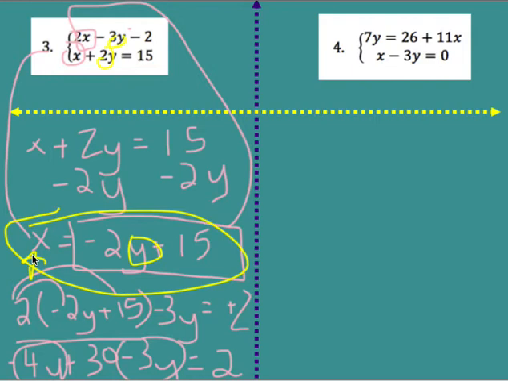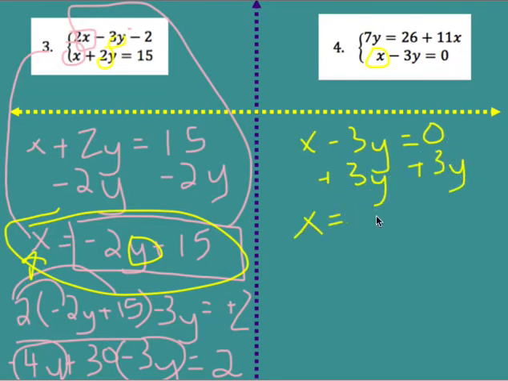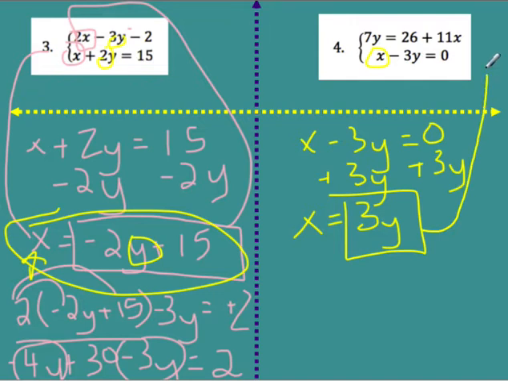Now, let's take a look at number 4. Again, I want to find one that's easy to solve for. And for me, I think it's going to be easiest to solve for that x because it has no coefficient and it's positive. So I'm going to take x minus 3y and solve it for x. I'm going to add 3y to both sides. There I end up getting that x is equal to 3y. So that's what the second equation is solved into.